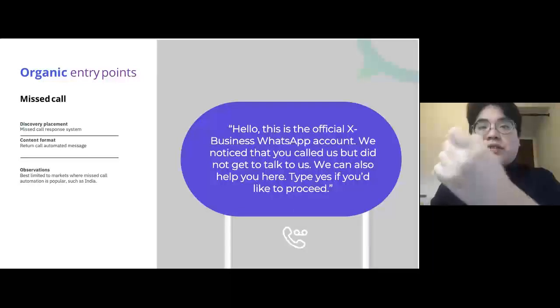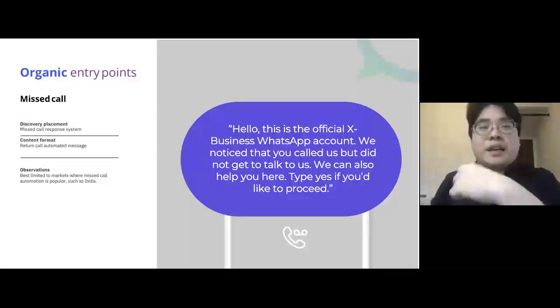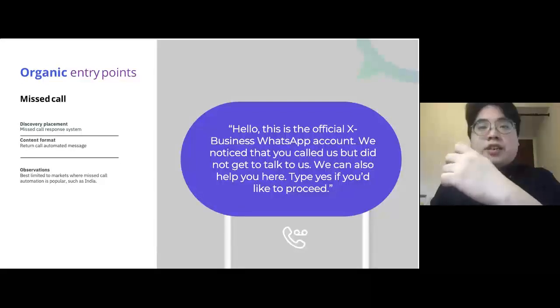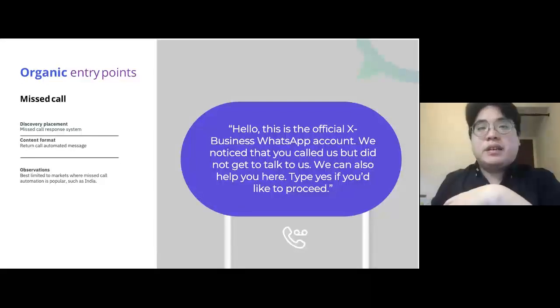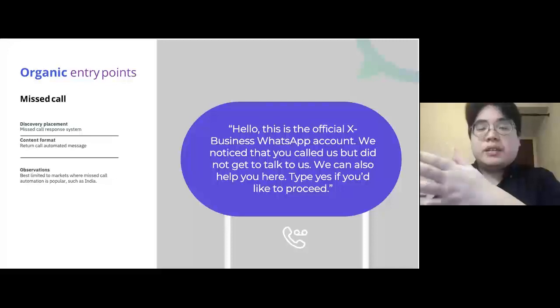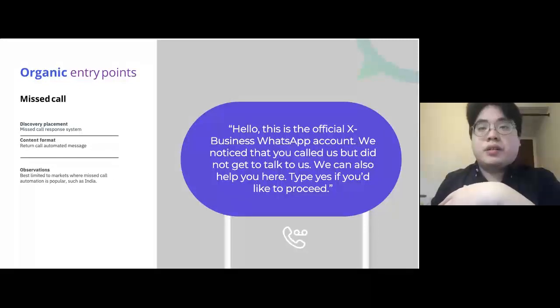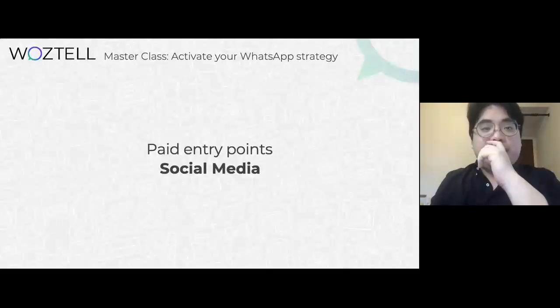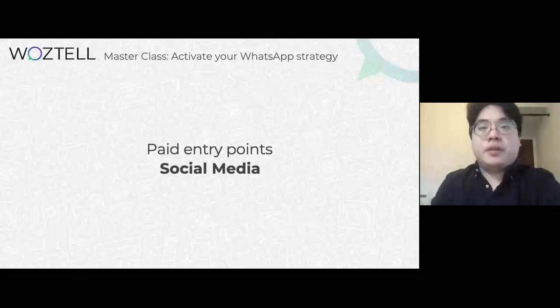So you can deflect users to contact through WhatsApp by sending a business-initiated message and open a live chat agent conversation on WhatsApp instead. And in India, it is a great market where missed call automation is very, very popular. So this basically covers all the points on organic entry points.